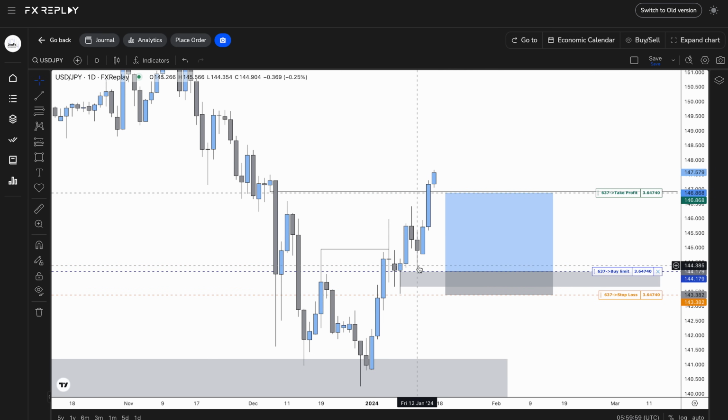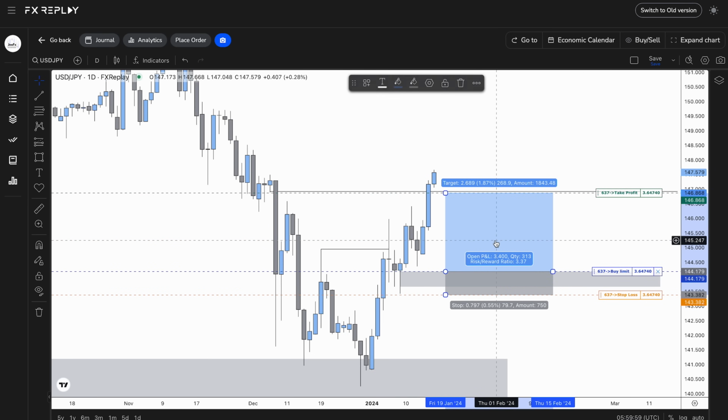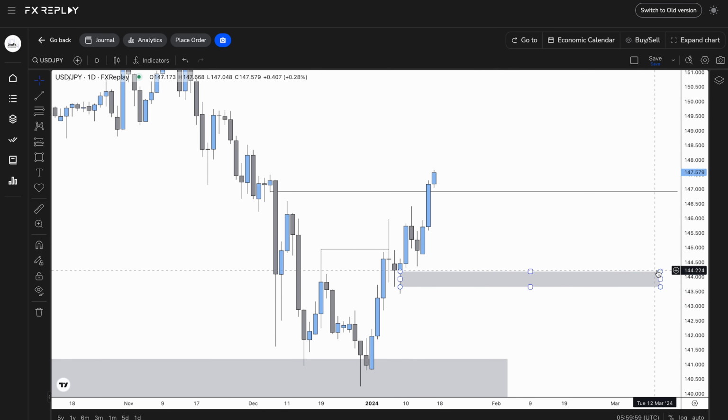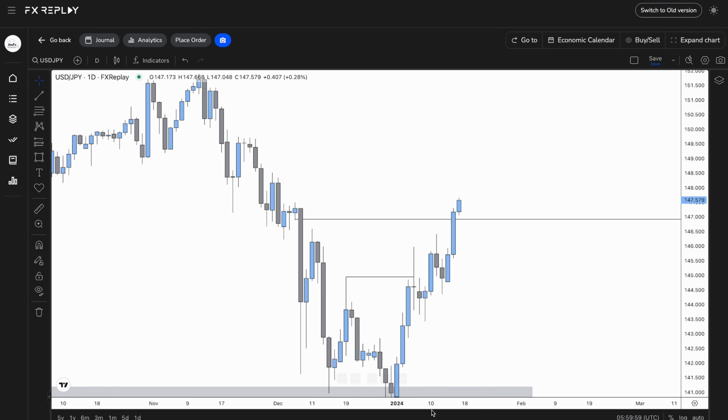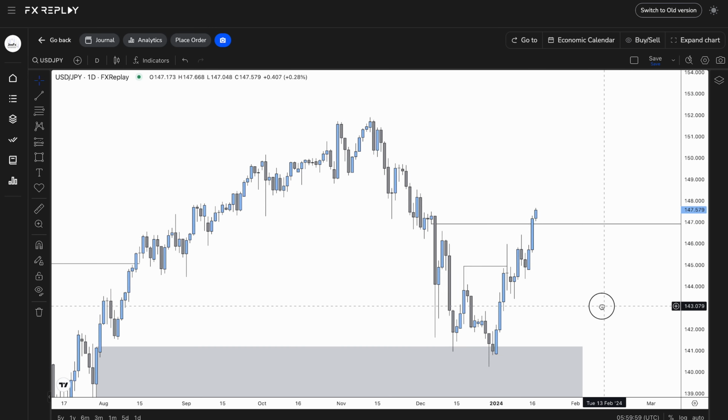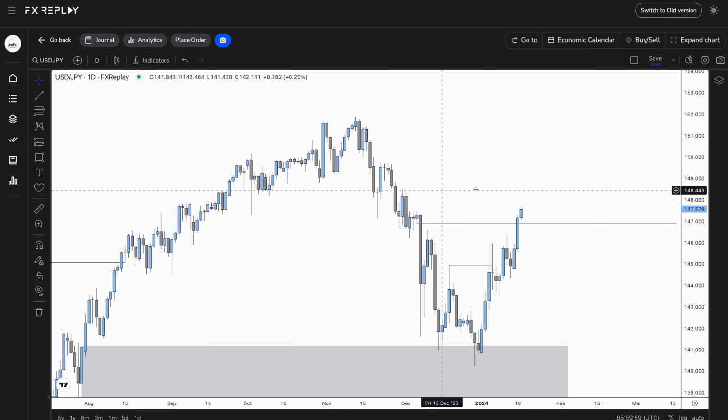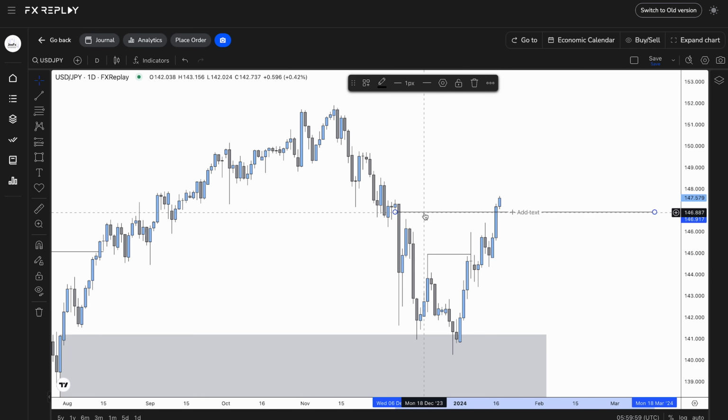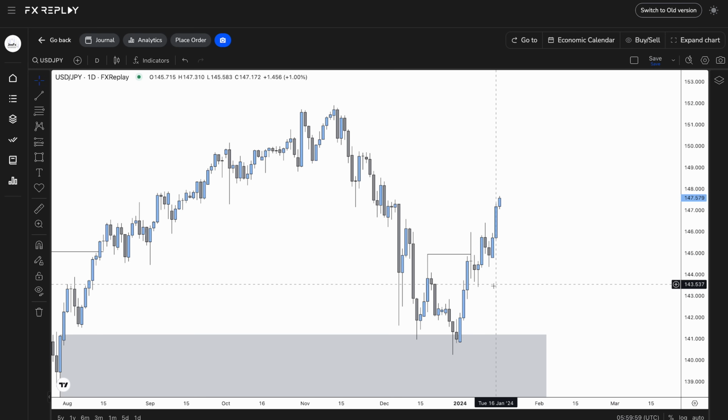So as you can see, we reacted from the daily demand, not the 4-hour. So we can go ahead and remove this now because the target's already been met. When the target's been met like that, it's unlikely the market is going to come and pull back for us. So what we're going to do from this point onwards is just move on to the next opportunity. Nice and simple.